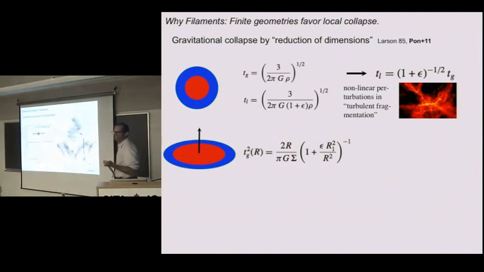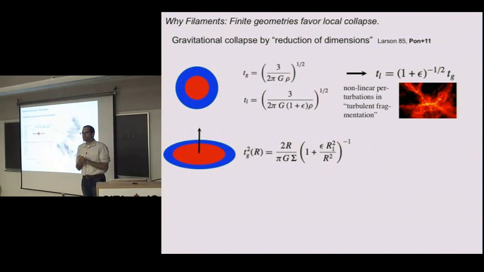Once you have the chance to rotate the thing, then you move on. So I am wondering whether the filaments have any correlation with the magnetic field orientation. There are some observations showing that the magnetic fields are actually directed along the filaments.